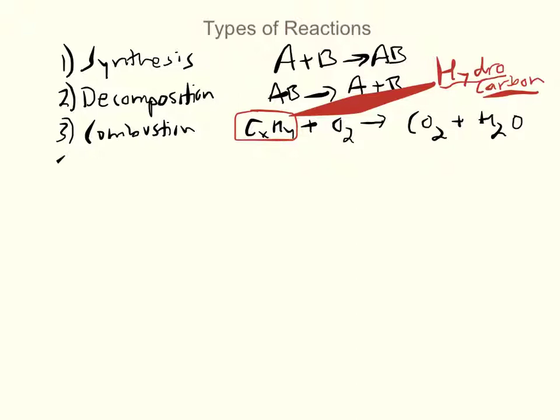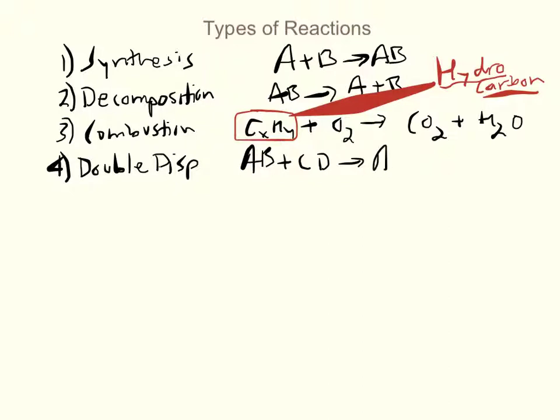Fourth type of reaction is a single, we'll just do double displacement first, where two atoms switch what they are bonded to. Usually occurs in redox reactions, so we'd have something like AB plus CD. Atoms, usually the cations, positive charges, rearrange based on their activity levels to form AD and CB.